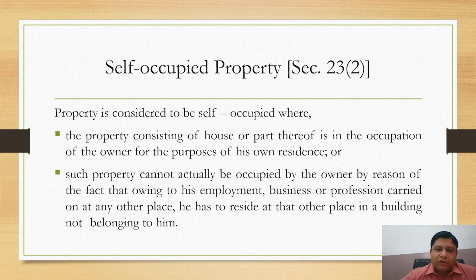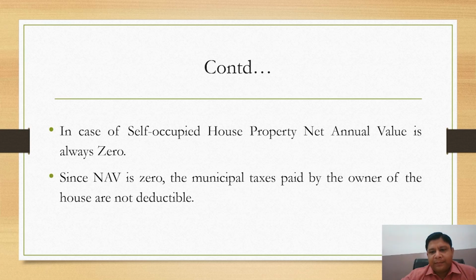Next, what is self-occupied property? Property is considered to be self-occupied where a property consisting of a house is in the occupation of the owner for the purpose of his own residence, or such property cannot actually be occupied by the owner by reason of the fact that, owing to his employment, business or profession carried on at any other place, he has to reside at that other place in a building not belonging to him. In case of self-occupied house property, net annual value is always zero. Since NAV is zero, the municipal taxes paid by the owner of the house are not deductible.